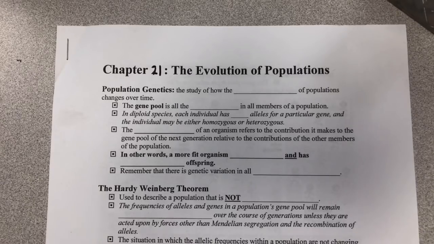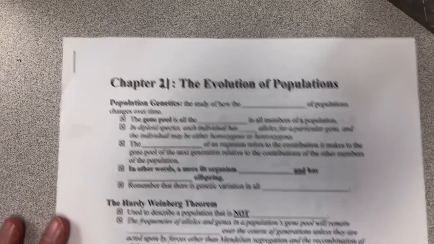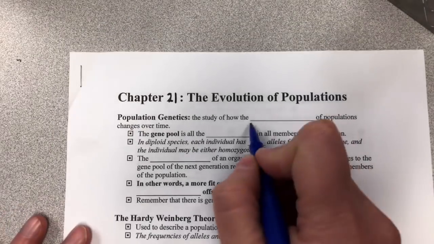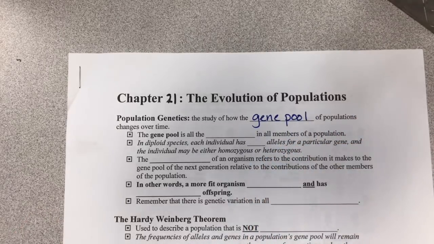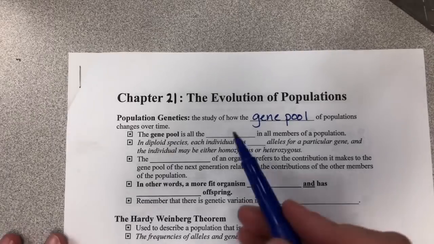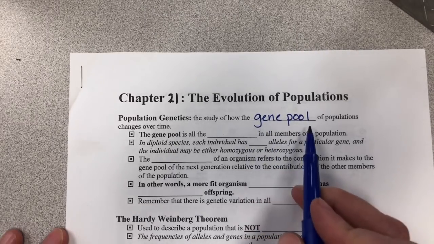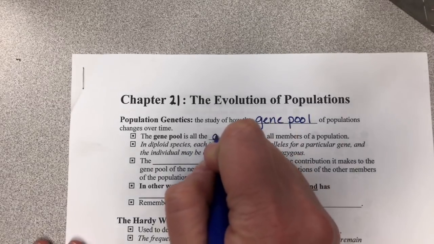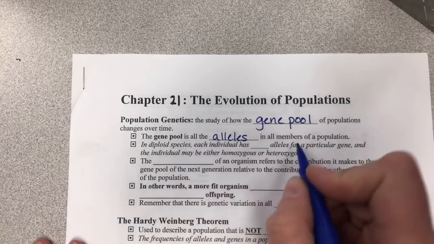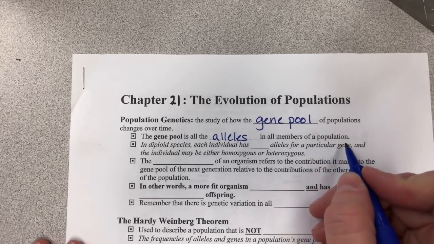Okay, so chapter 21 is about how populations evolve. They call this population genetics, the study of how the gene pool of populations changes over time. So you might be asking yourself, what is a gene pool? The definition: the gene pool is all the alleles in all members of a population.